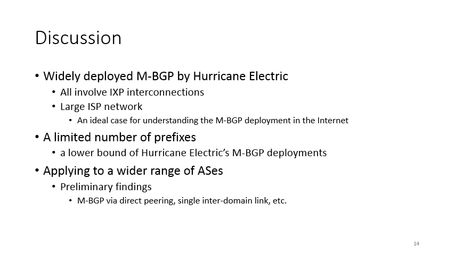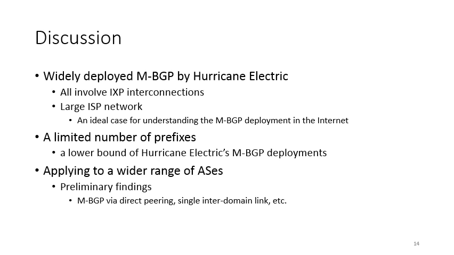In conclusion, our paper reports the widely deployed MBGP by Hurricane Electric. All of the identified MBGP cases involve IXP interconnections. Hurricane Electric is a large ISP network, and it proves to be an ideal case to understand the MBGP deployment in the Internet.